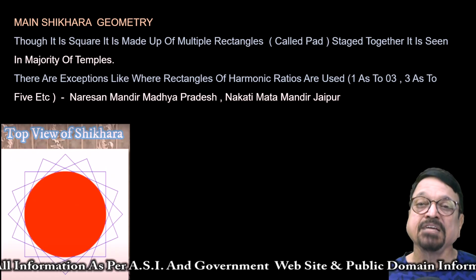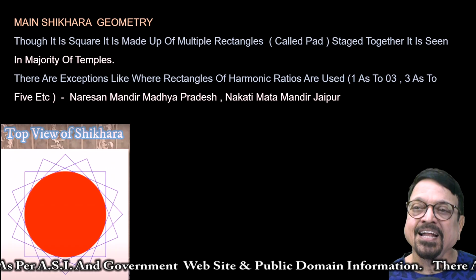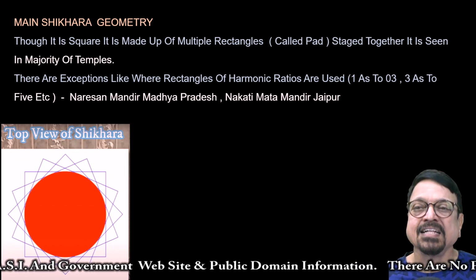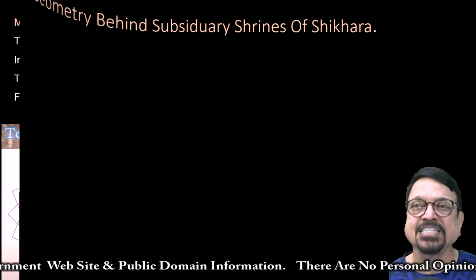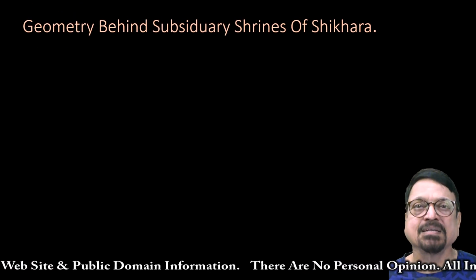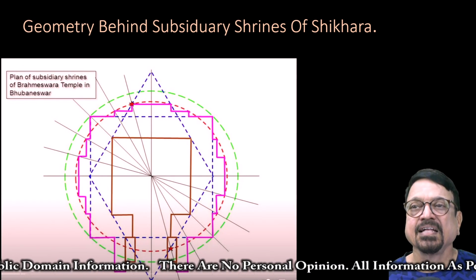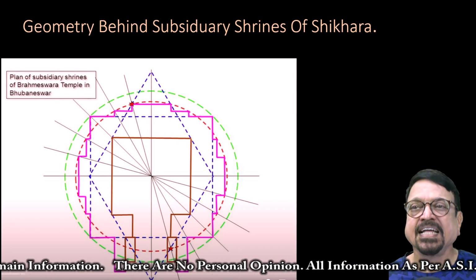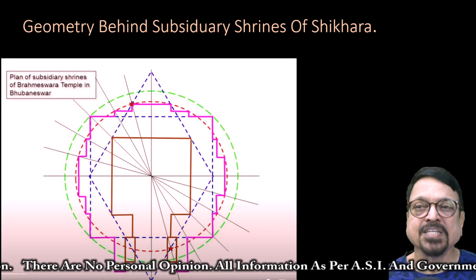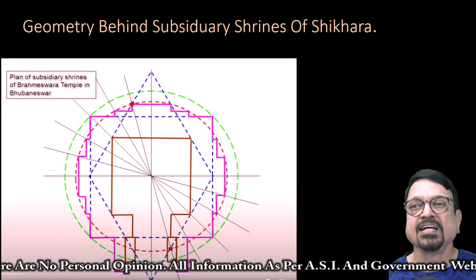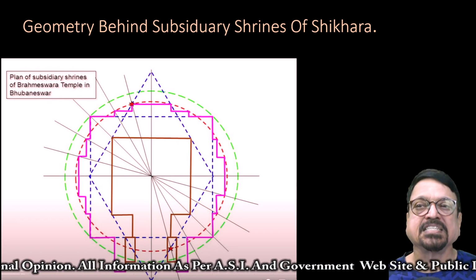Now look, if we see from the top how the main Shikhara geometry looks, and how they have made it from a circle with many spikes. How it is created, I have given you a diagrammatic presentation. Then what is the geometry behind the subsidiary shrines of the Shikhara? Look at this. There is a plan of subsidiary shrines; the example I am giving you is the Brahmeshwara temple of Bhubaneswar. Look at the symmetry.